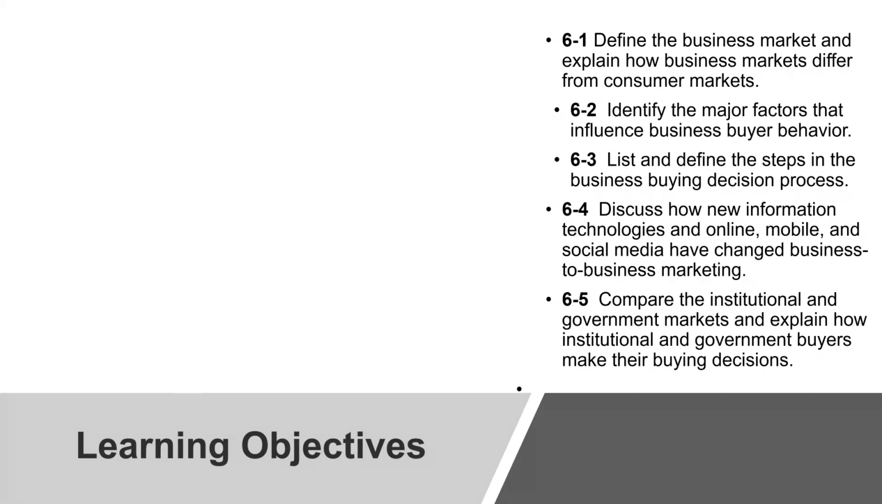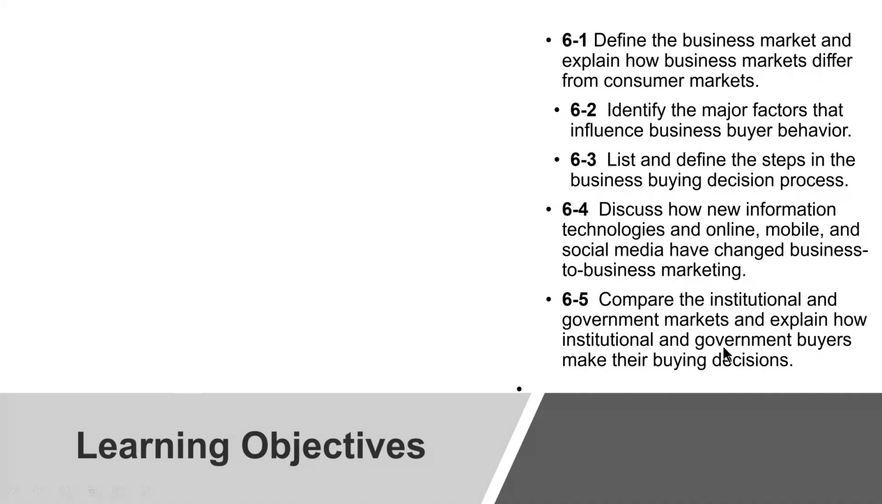One is defining the business market. The second is defining the major factors that influence business buyer behavior. Three is defining the steps in the business buying decision process. Four is discussing how new information technologies and online, such as mobile and social media, have changed B2B, or business to business, marketing. And five is comparing the institutional and government markets and explaining how these institutions and government buyers make their decisions.